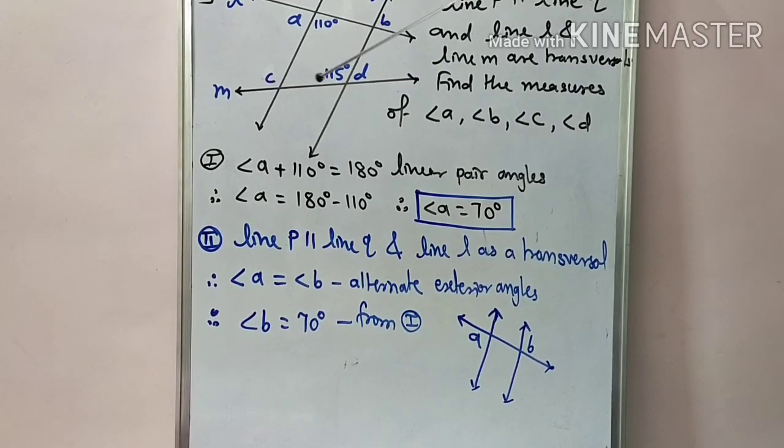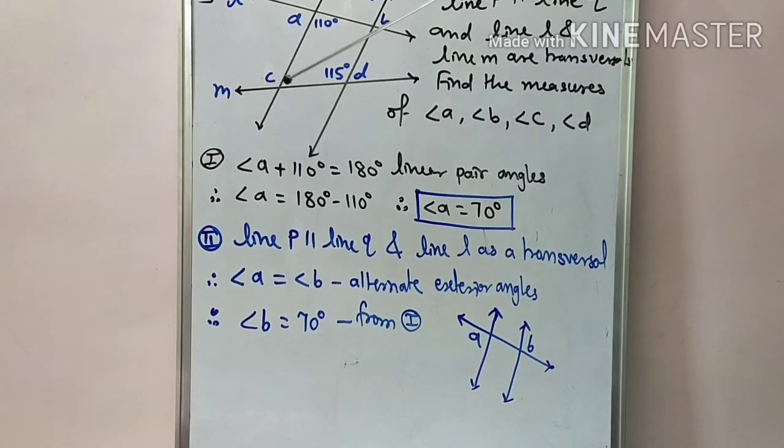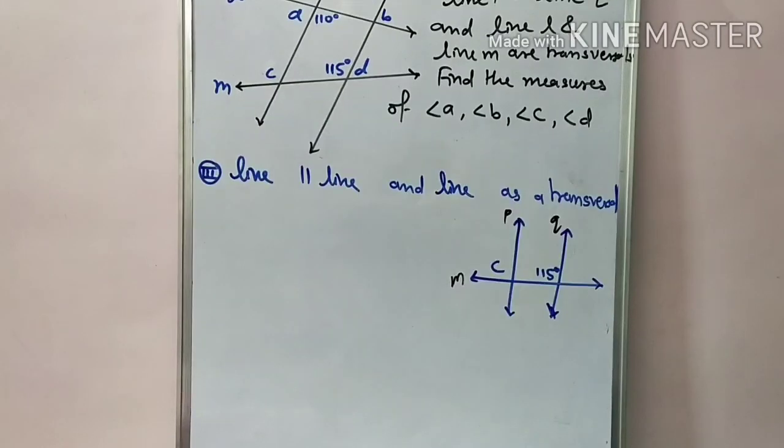Now there is one more angle, 115, and we notice that C and 115 are formed by two parallel lines. Which two parallel lines are there? Pay attention. Line P is parallel to line Q and line M is a transversal, so the corresponding angles formed here have equal measures, meaning angle C is equal to 115. So we write the names of the parallel lines and the transversal, and then the property: angle C is equal to 115.